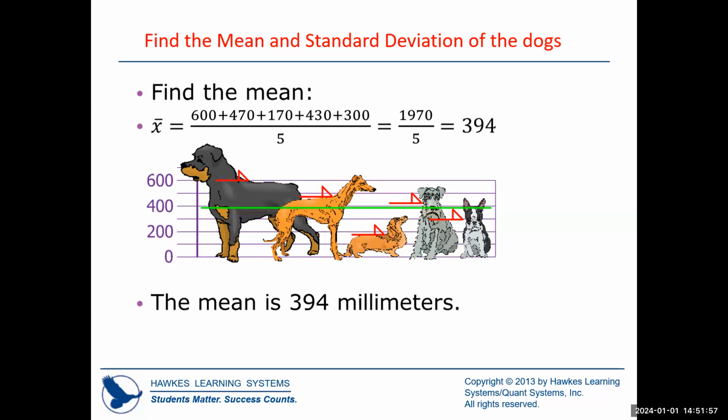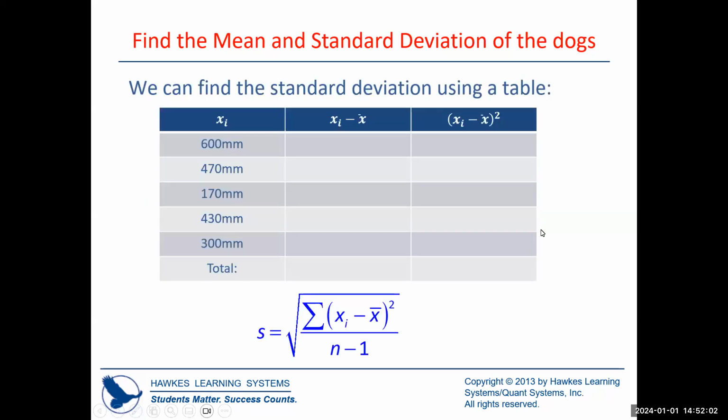Now, the reason we needed the mean is because the formula relies on the mean in the computation. So what I've done is I've put together a chart, and it says we can find the standard deviation using a table. So what I have done is I've listed all the measurements of the dogs, 600, 470, 170, etc. You'll notice in the formula, we have xi minus x bar. So that middle column is xi minus x bar, and I don't know why the x bar is so small, but that should be an extended bar. The computer's having an issue with itself, but anyway.